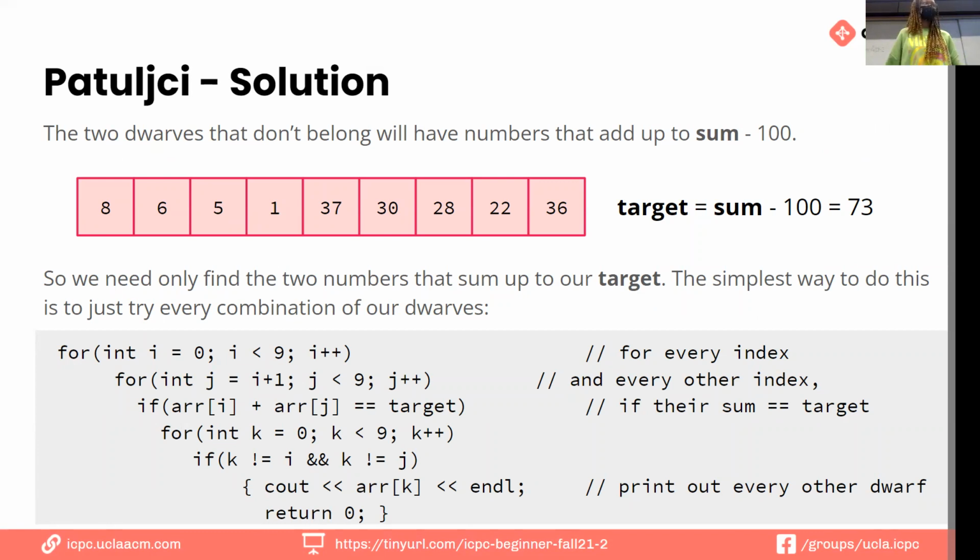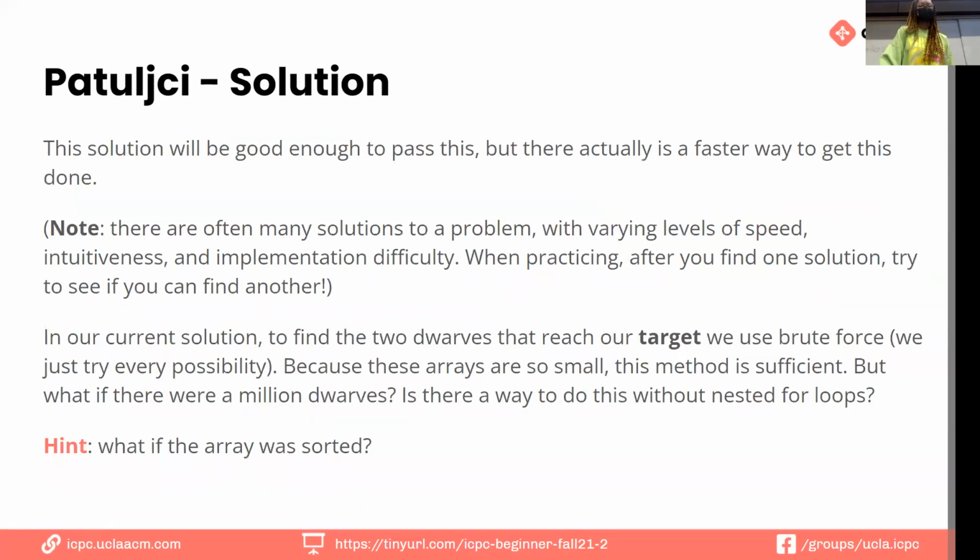And the simplest way to do this, which wouldn't work in every case, but will work in this one because we have such small constraints, is to just try out every combination of the dwarfs, which we could do with two for loops. So hopefully you can see here, we have a for loop with i starting at 0. So for every index, try it with every other index. And if their sum is equal to the target, then you print out every other dwarf.